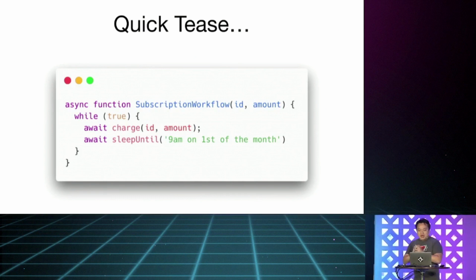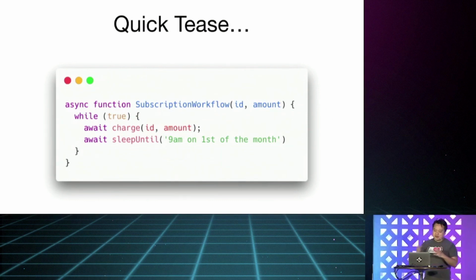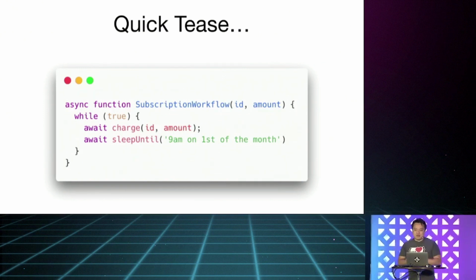Okay, so a quick tease of what we're going to do. I'm going to introduce to you a programming concept called a workflow. A workflow is a persistent, durable function. So you can do things like call some kind of side effect, like charge a credit card, and then sleep durably until some arbitrary time in the future, like 9 a.m. the first of the month every month. And imagine what you could do if you had a programming abstraction like that. And I'll explain a little bit, and I'll tell you what that has to do with React.